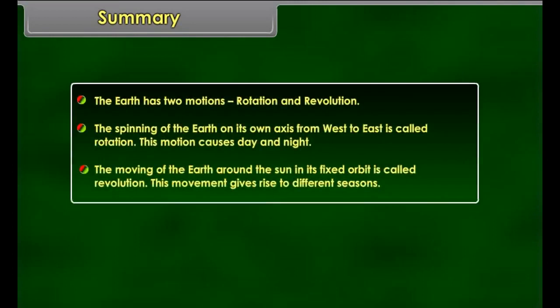Here is the summary. The earth has two motions, rotation and revolution. The spinning of the earth on its own axis from west to east is called rotation. This motion causes day and night. The moving of the earth around the sun in its fixed orbit is called revolution. This movement gives rise to different seasons.